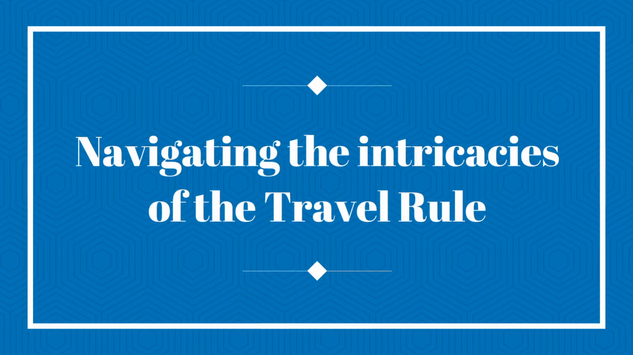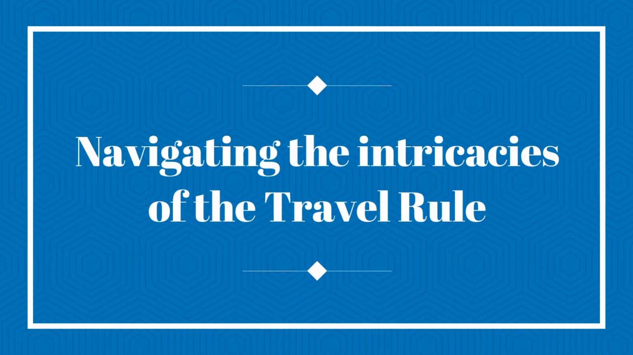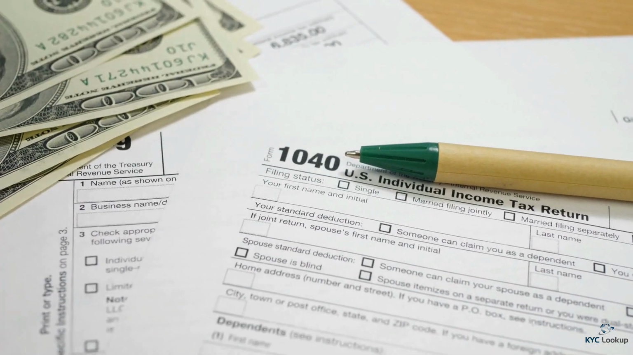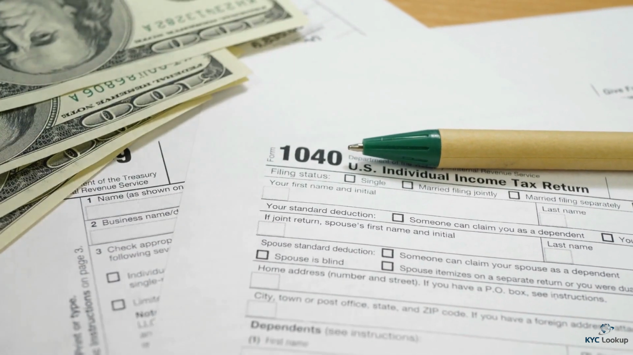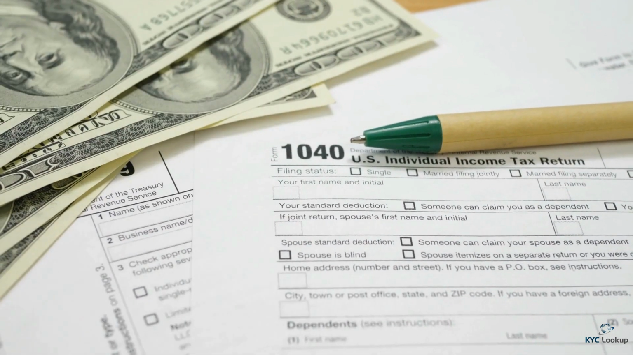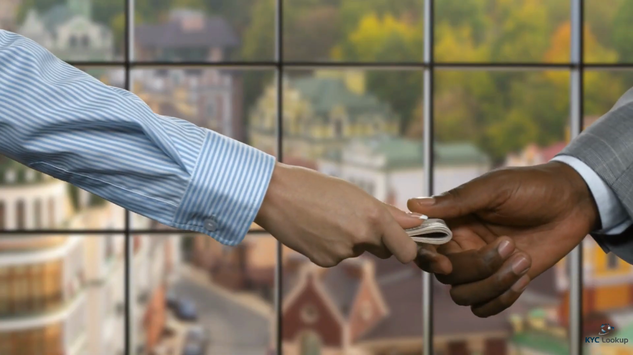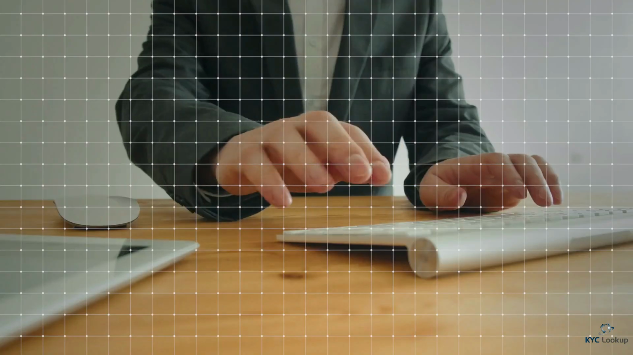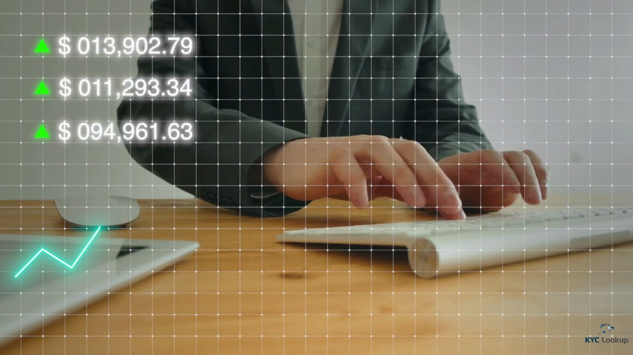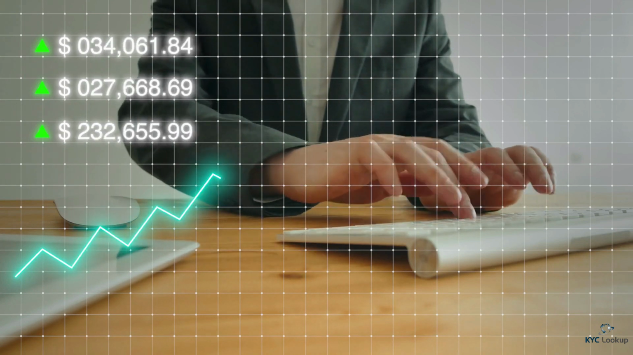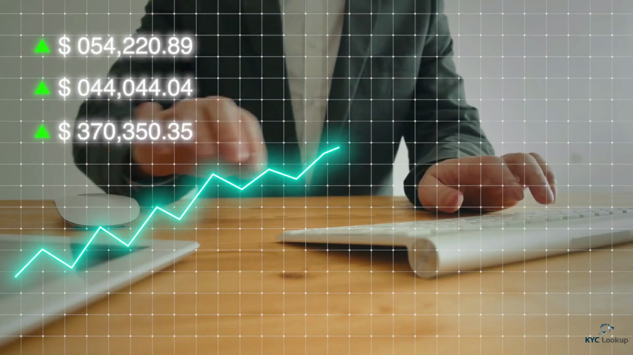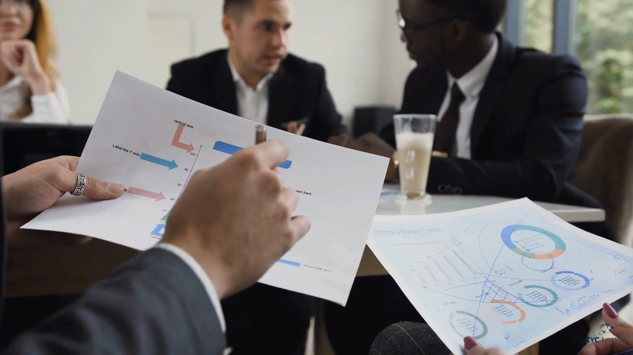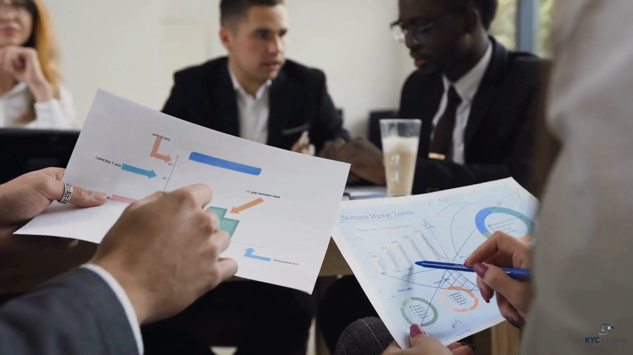Navigating the intricacies of the Travel Rule. Navigating the intricacies of the Travel Rule is akin to embarking on a journey through the labyrinth world of financial regulations. This regulatory requirement, designed to combat money laundering and ensure the transparency of financial transactions, demands meticulous attention to detail. The intricacies lie in the nuanced information requirements, with financial institutions obliged to provide a comprehensive set of data for both the originator and beneficiary in each transaction.